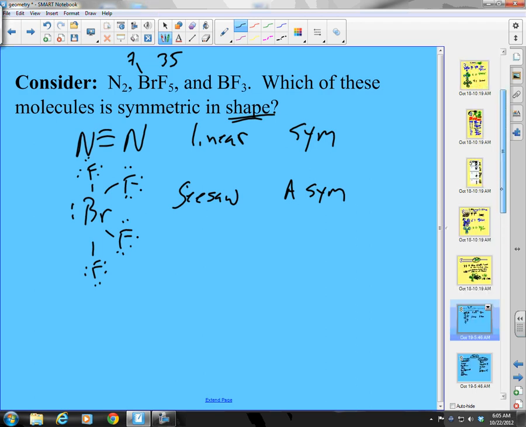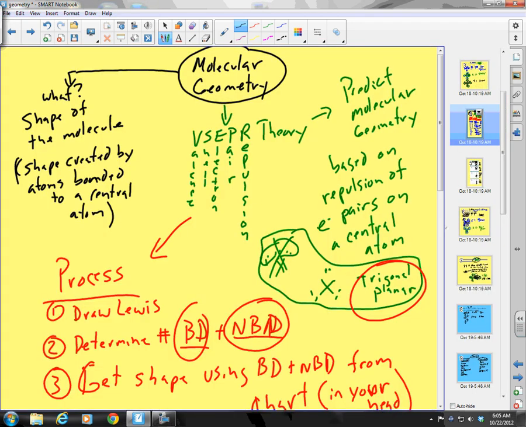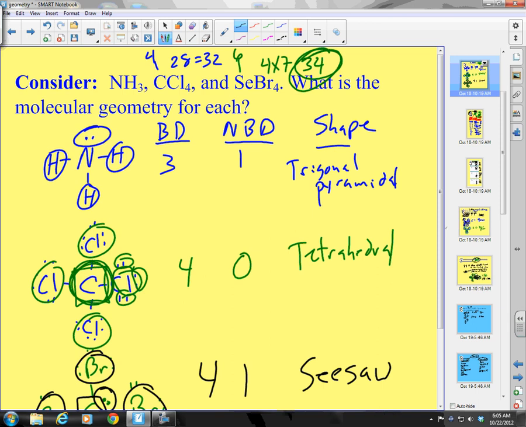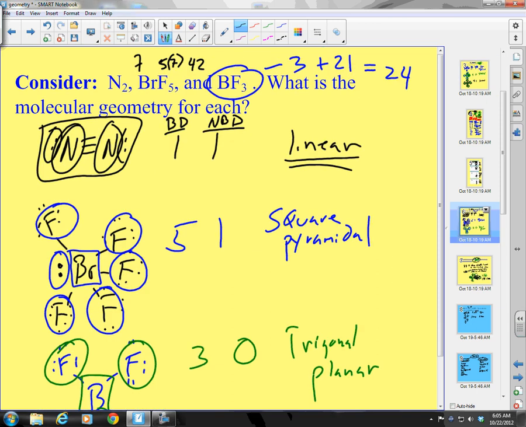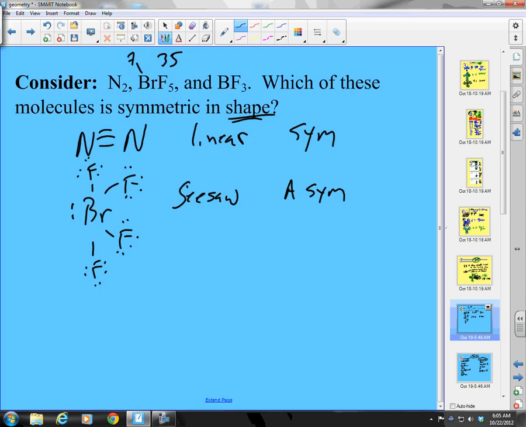Hey, I hope I'm right on this. Should we go back and check? Let's see. That's not it either. How about here? There we go. Oh, nope, it's 5-1. I can't add 5-1. It's square pyramidal. Square pyramidal? That's not square pyramidal. Yes, it is. Sorry. 5-1, I left off. There we go. That's not seesaw. Square pyramidal. And square pyramidal is asymmetric. Well, at least I got that right.